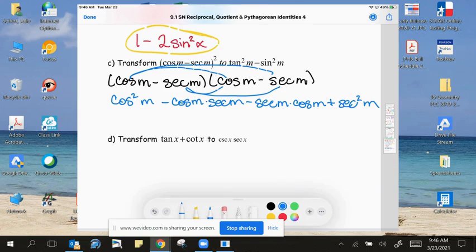Now, if you notice right away, cosine and secant are reciprocals. So cosine squared m stays, minus 1, because cosine m times secant m is 1. Then minus another 1, since secant m times cosine m is again 1. Plus secant squared m.